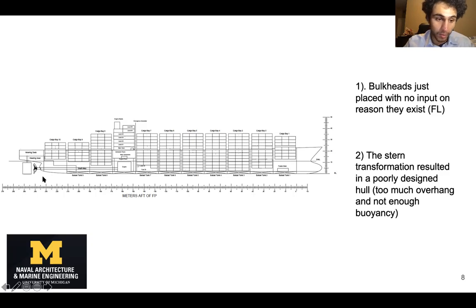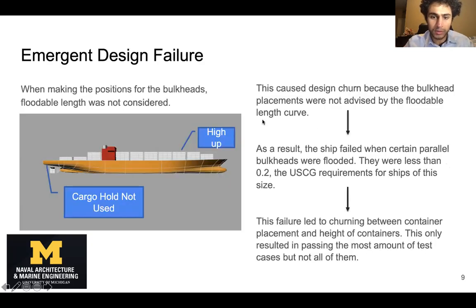So the second point I want to point out with the ship is that the stern transformation resulted in a poorly designed hull. So when I was looking at this project with Professor Singer, he showed us that the actual hull design of the ship was not really optimal for the number of containers that we wanted to place on the ship. So we learned that going through. So this was the failure.